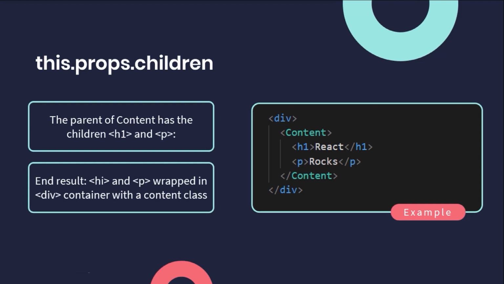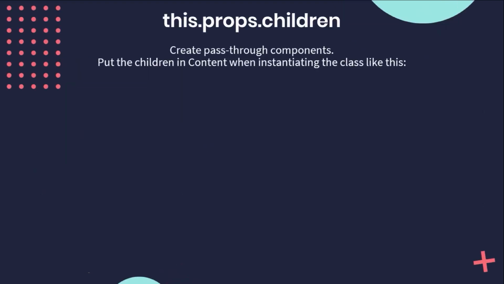And obviously we can add many more things to a component, like content, for example. More classes for styling, layouts, and even access properties with interactivity, with events and states. With this.props.children, we create pass-through components that are flexible, powerful, and universal.